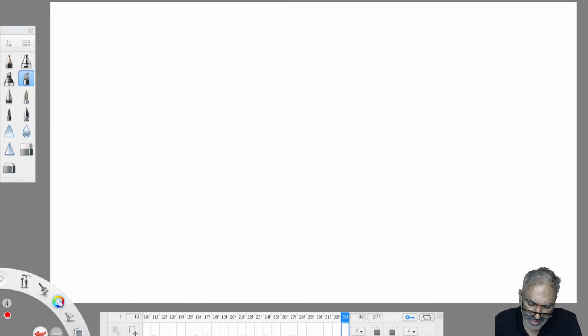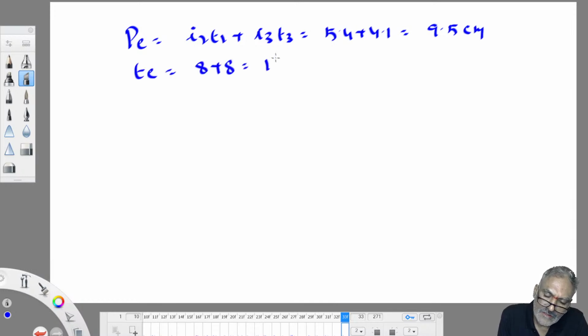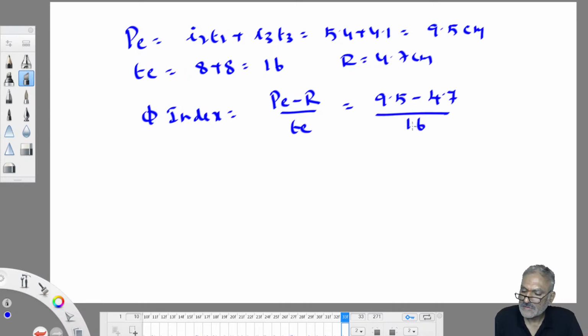Therefore, what is P? I2 into T2 plus I3 into T3. So that is 5.4 plus 4.1. So T is equal to 8 plus 8, 16. Runoff is same. Therefore, pi index is equal to P minus R by T. 9.5 minus 4.7 by 16. Come on, work out. So it is 0.3 centimeter per hour.